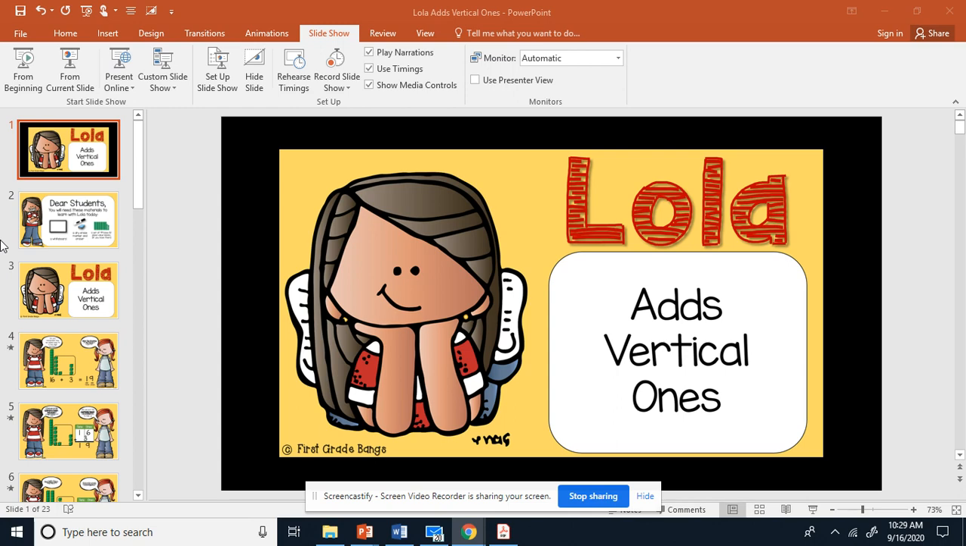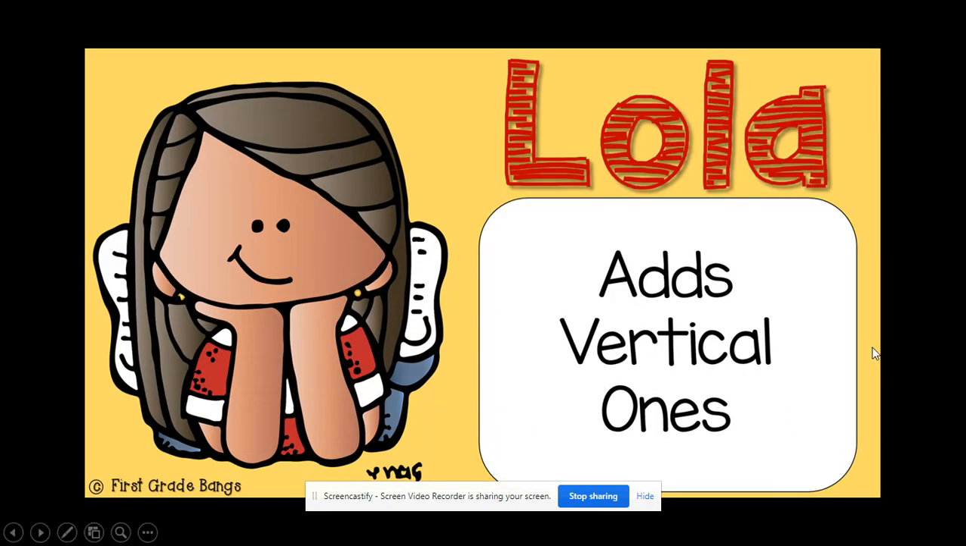Hi, boys and girls. So today we're going to learn how to add with vertical ones and vertical tens. So this is Lola, and she's going to help us with that today. We're going to go from the beginning.